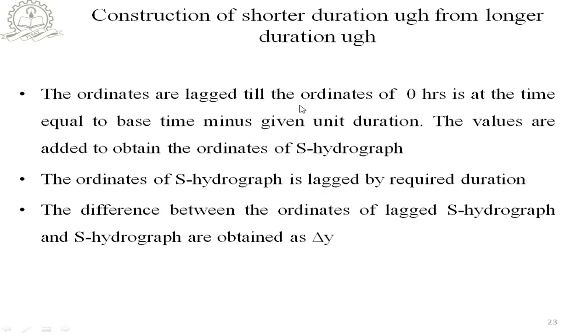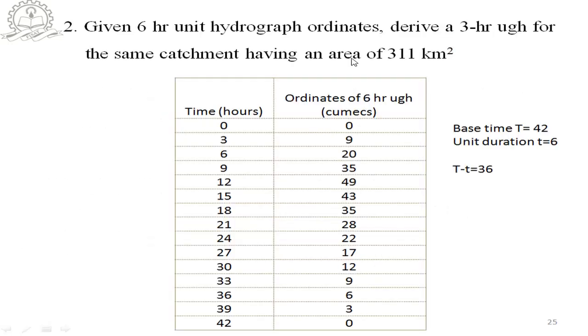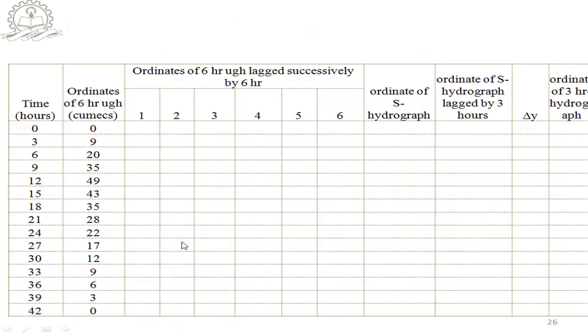We have to lag the ordinate of the unit hydrograph up to the time that is equal to base time minus given unit duration. Let me explain with an example. Say, consider this is the time and this is the ordinate of a 6-hour unit hydrograph. The base time is 42 hours and the unit duration of the hydrograph is 6. So capital T minus small t gives 36. Up to 36 we have to provide a lag.